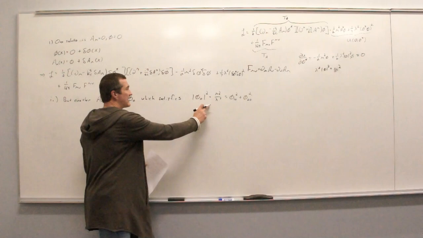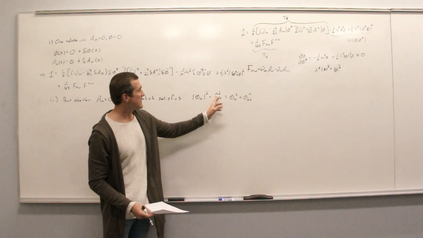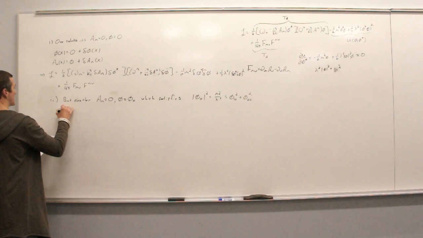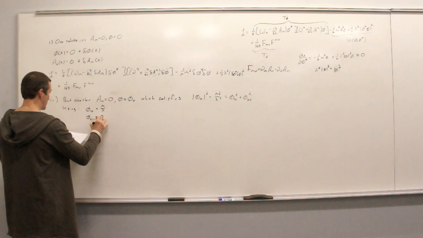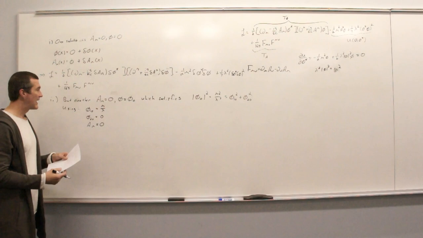Okay. So I need a phi naught which satisfies this, but I have a freedom in how I choose it because I can mix the amount between phi, the imaginary and the real component. But I'll just take a specific choice. So if I pick phi 1, the real part, to be mu over lambda, and phi 2 to be 0, and of course A mu to be 0, okay, this satisfies the equations of motion.